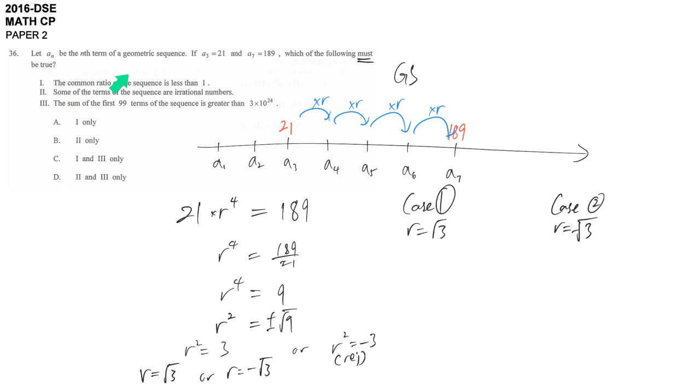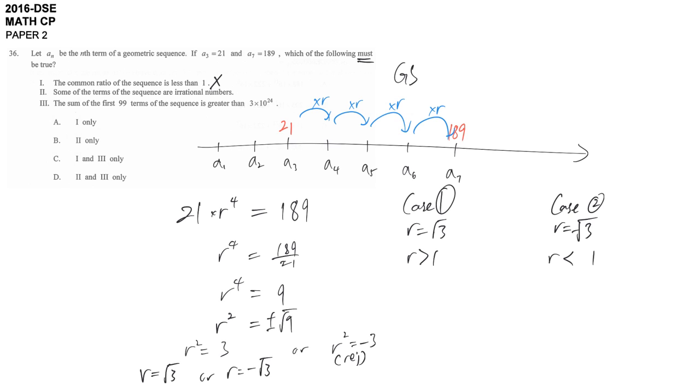If we look at the first case, the common ratio is larger than 1. However, in the second case, it is smaller than 1. Therefore, the first statement is not always correct. We can't accept the first statement.